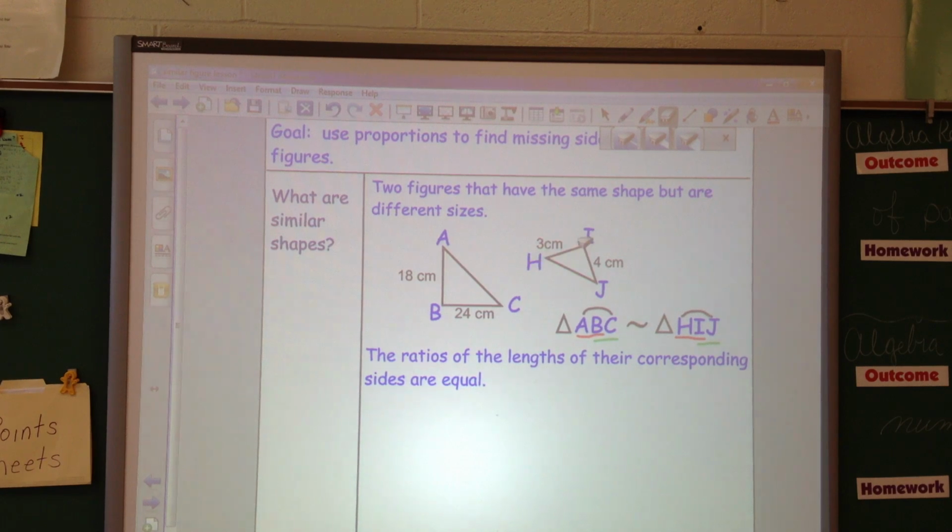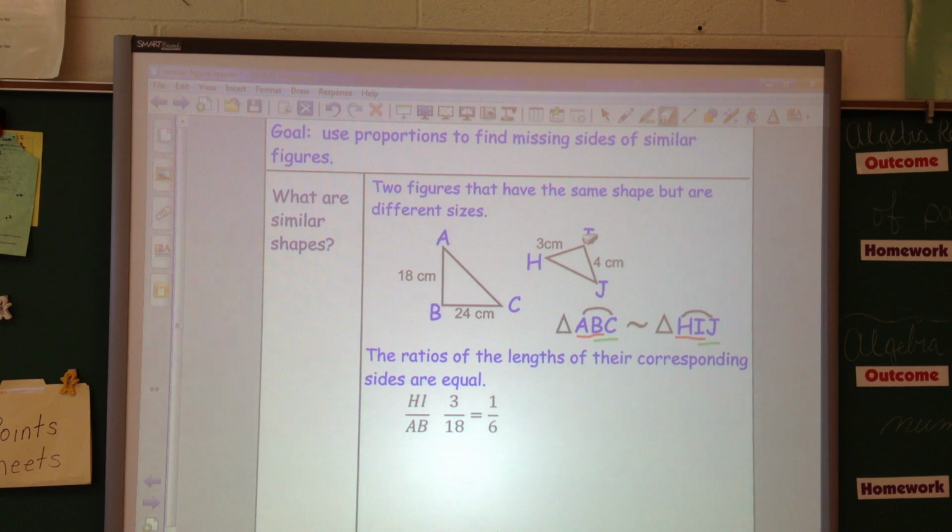So I'm going to take HI first, which corresponds with AB, and I'm going to write it like a ratio, HI over AB. And now I'm going to take their measurements, 3 centimeters over 18 centimeters, and when I simplify that, I get 1/6.